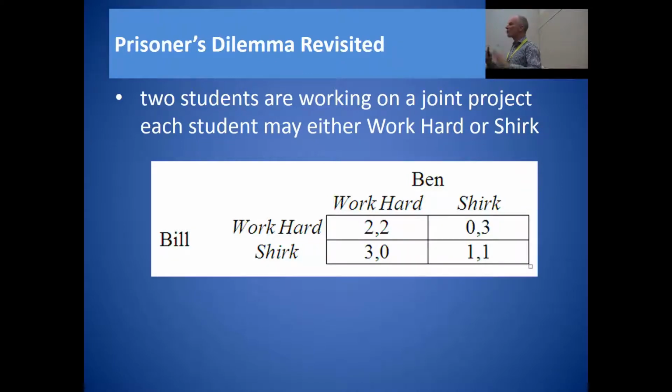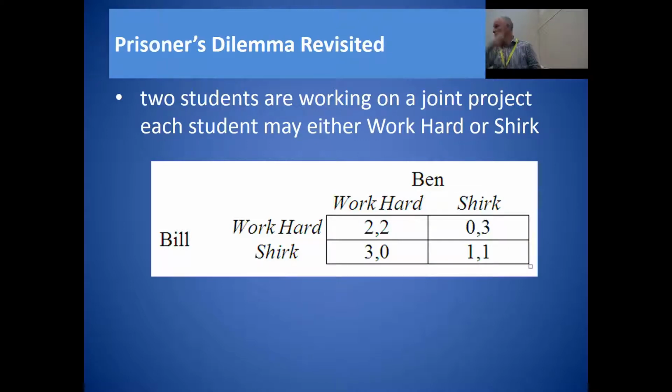So, for both of the students, their most preferred outcome, the thing that they would love to happen, is where they get a 3. And you'll see, by the way, this game is symmetrical. So whatever we say for one student is exactly the same for the other student. And for both Bill and Ben, their most preferred outcome, where they get the 3, is that they shirk, that is, they put in 0 effort, but the other person works hard.